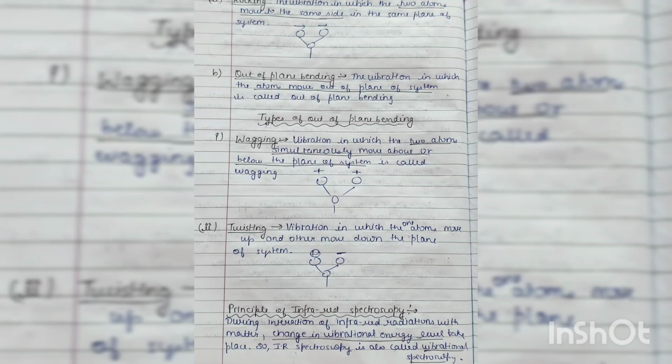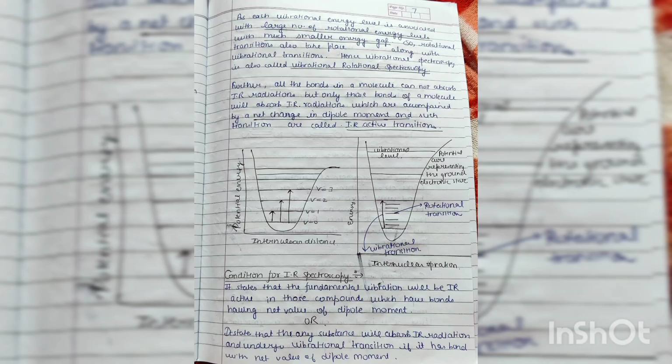Next is principle of infrared spectroscopy. During interaction of infrared radiations with matter, change in vibrational energy level takes place. So, IR spectroscopy is also called vibrational spectroscopy. As each vibrational energy level is associated with a larger number of rotational energy levels with much smaller energy gap, rotational transitions also take place along with vibrational transitions. Hence, vibrational spectroscopy is also called vibrational rotational spectroscopy.